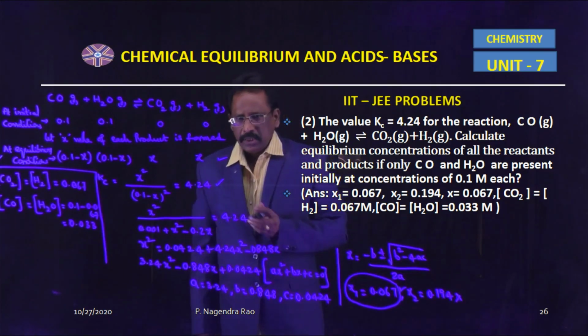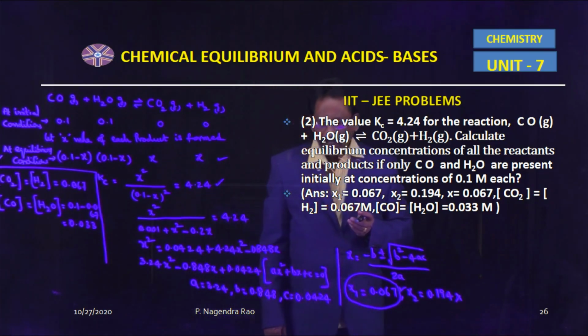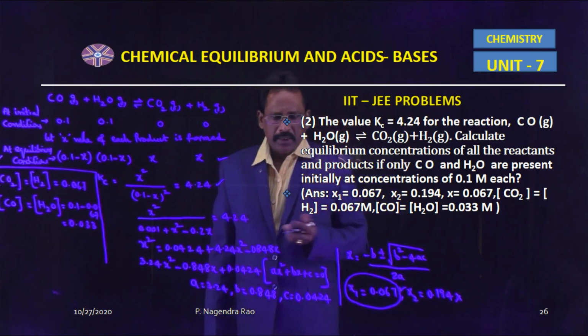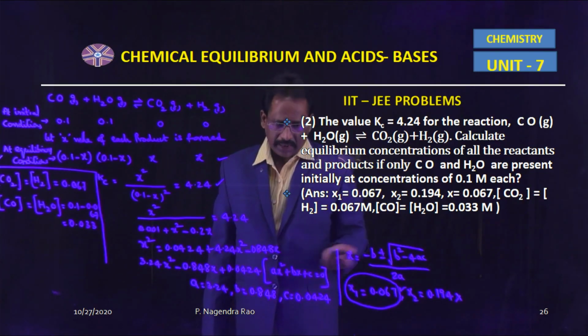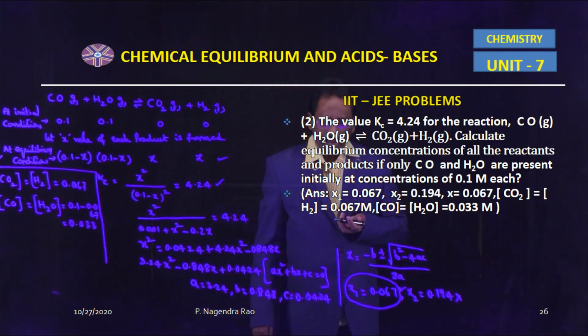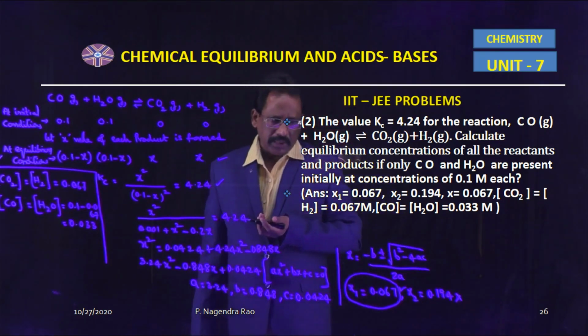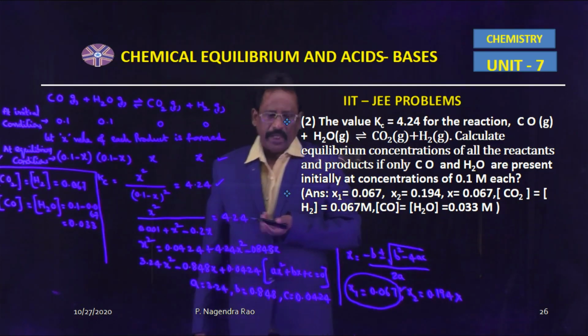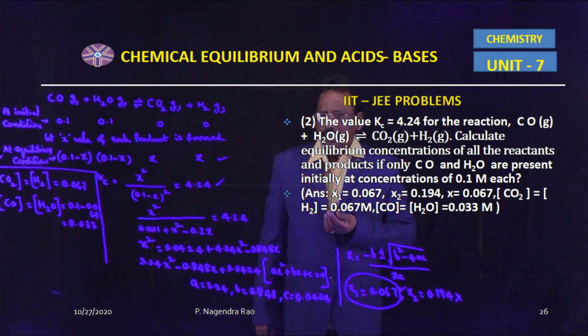That expression is ax square plus bx plus c is equal to 0. Now if you want to calculate the value of x, apply this formula: minus b plus or minus root b square minus 4ac divided by 2a gives the value of x.